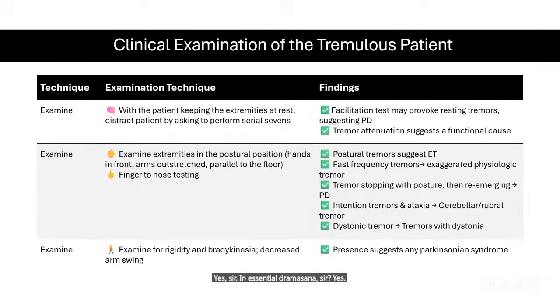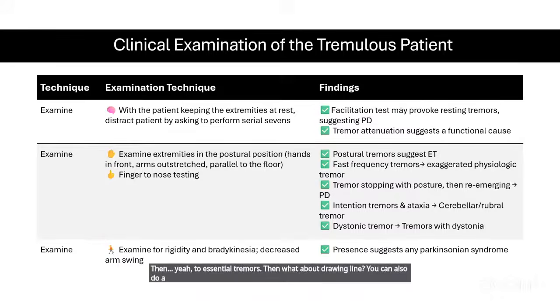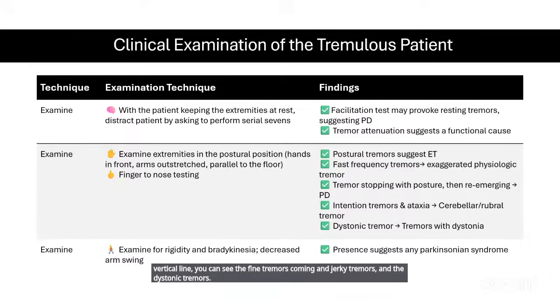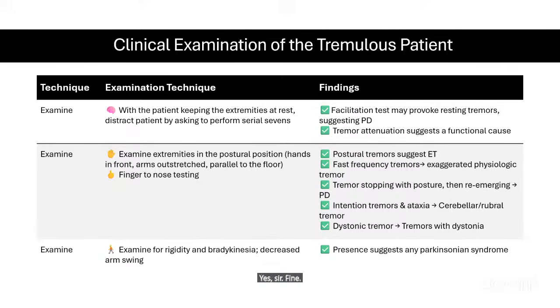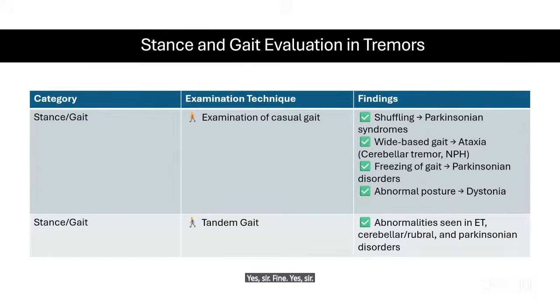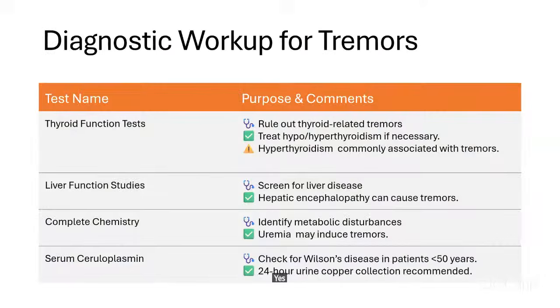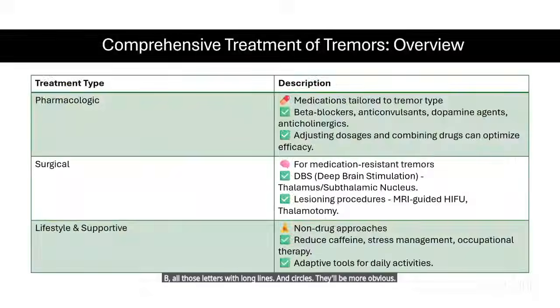What about drawing lines? You can also do a vertical line drawing. In vertical line drawing, you can see the fine tremors coming, and jerky tremors in dystonic tremor. Then look at the handwriting. Particularly if you write P, B, all those letters with long lines and circles, that will be more obvious.